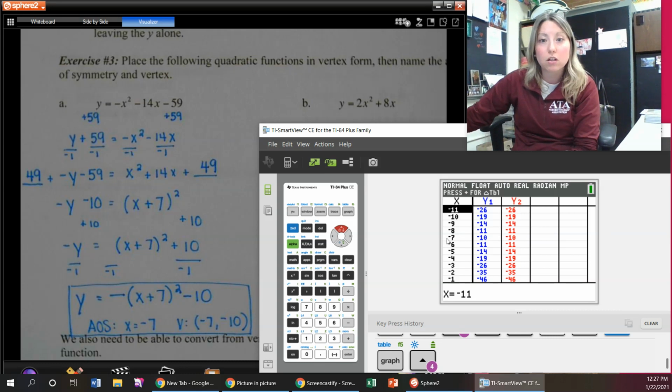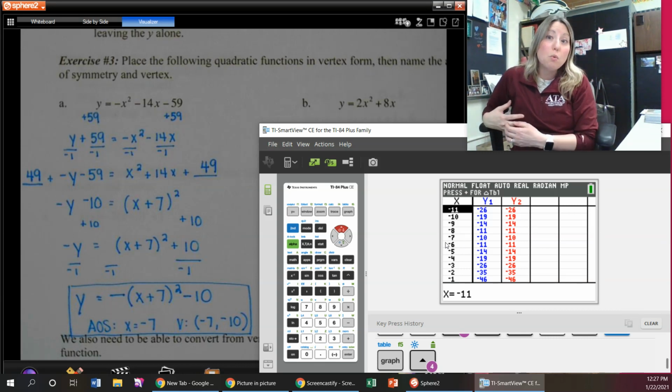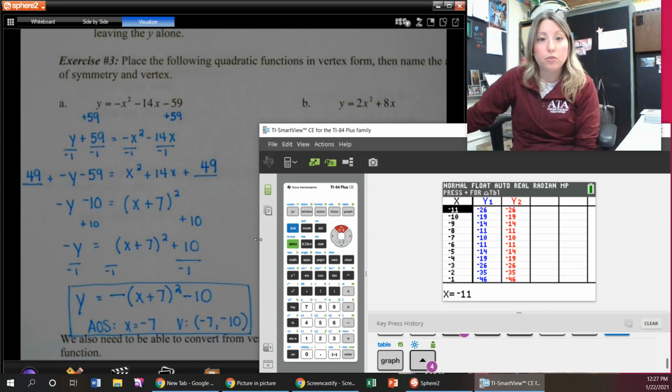But look at this. Axis of symmetry is x equals -7. Turning point is -7, -10. Okay, so that's how we'll check our answers. We'll do it this way.